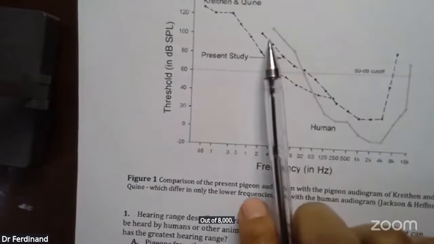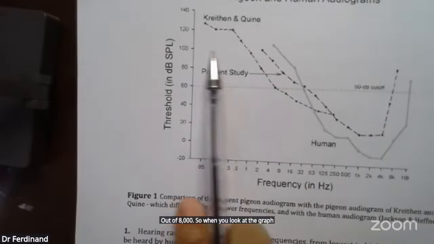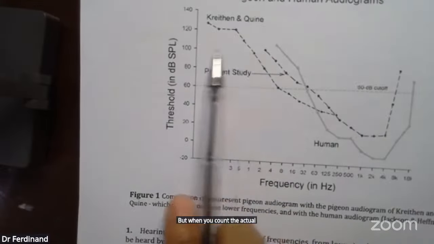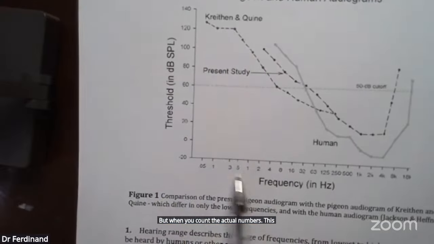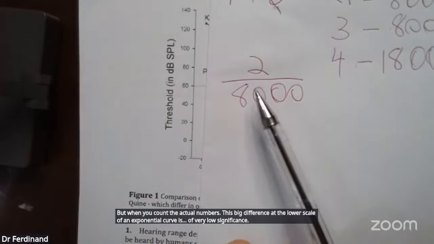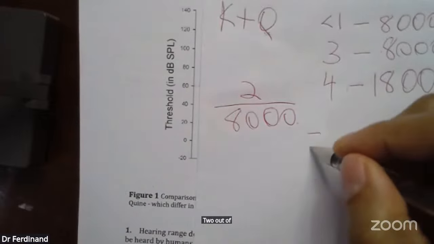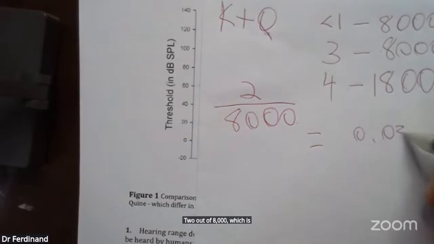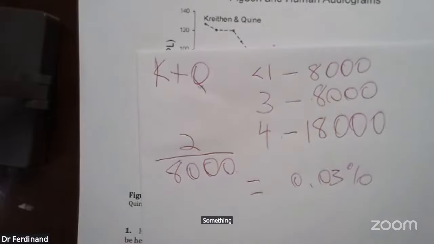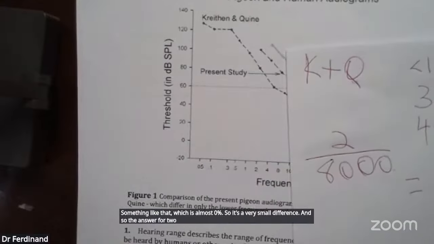So when you look at the graph, it looks like the difference is significant. But when you count the actual numbers, this big difference at the lower scale of an exponential curve is of very low significance. 2 out of 8,000 is approximately 0.03%, something like that, which is almost 0%. So it's a very small difference. And so the answer for 2 is D.